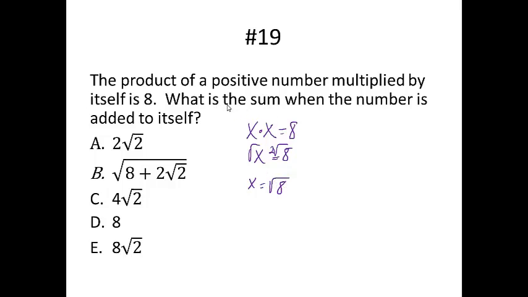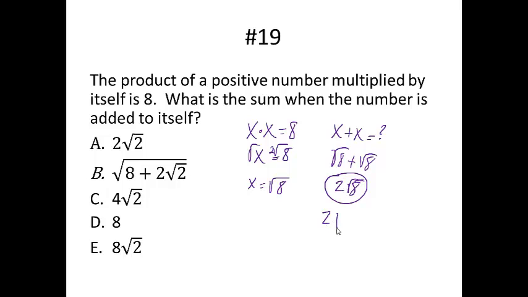All right, now it says what is the sum when the number is added to itself? So when I do x plus x, I'm going to get what? So when I do the square root of 8 plus the square root of 8, that gives me 2 square root of 8. And I notice the choices, that choice is not given, so I have 2 options. Probably the easier thing to do at this step would be to change this to a decimal and then change all of these to decimals and see which one matches it. If you are familiar with simplifying a radical, we'll do that as well.